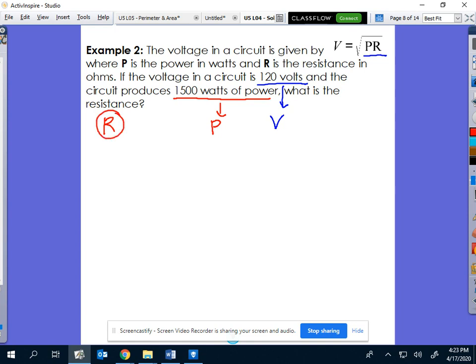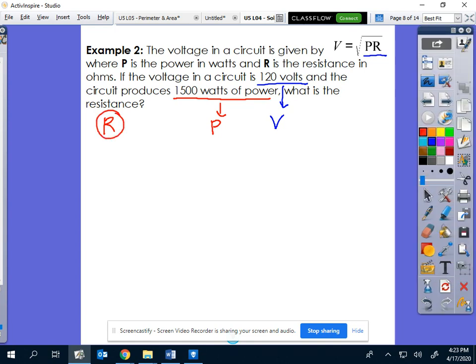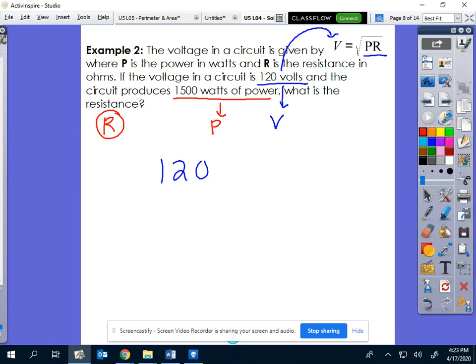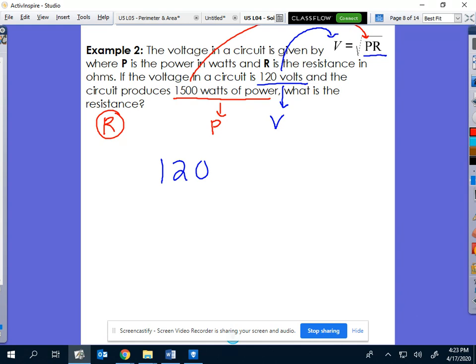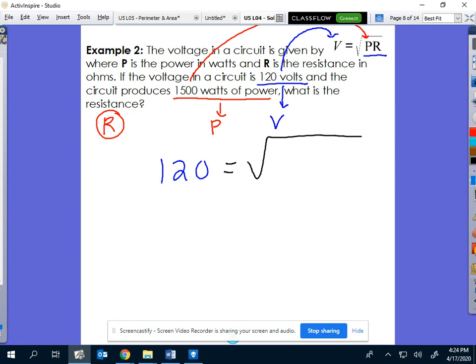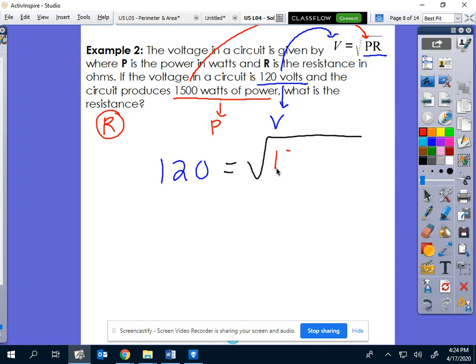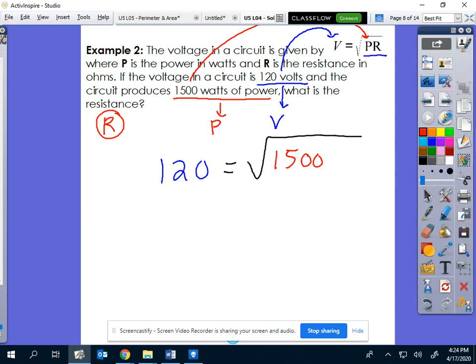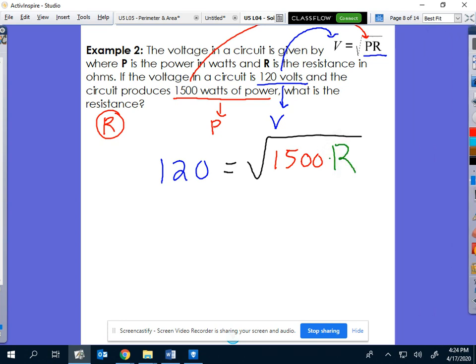So what we have to do is plug in. Our voltage is 120. So 120, I'm plugging that in right here for V. And then my power is 1,500 watts. So I'm plugging that in for P. Right? So 120 equals the square root of 1,500 times what we don't know, the resistance in ohms, R.